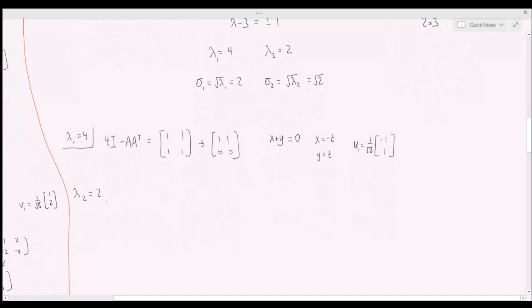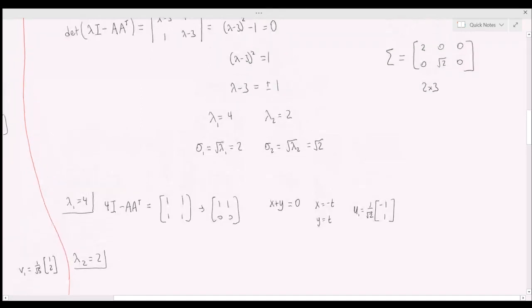All right, so then let's take the next eigenvalue. We want to find a corresponding eigenvector.